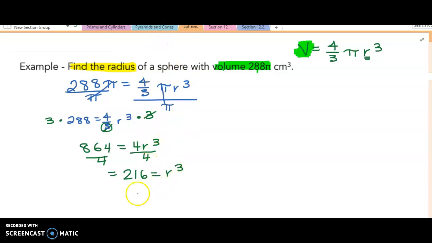Now to undo a cube, we cube root. So what times itself times itself times itself again is 216? Well, guys, 6 cubed equals 216. So the cube root of 216 equals 6. So r is 6, and that would be centimeters.